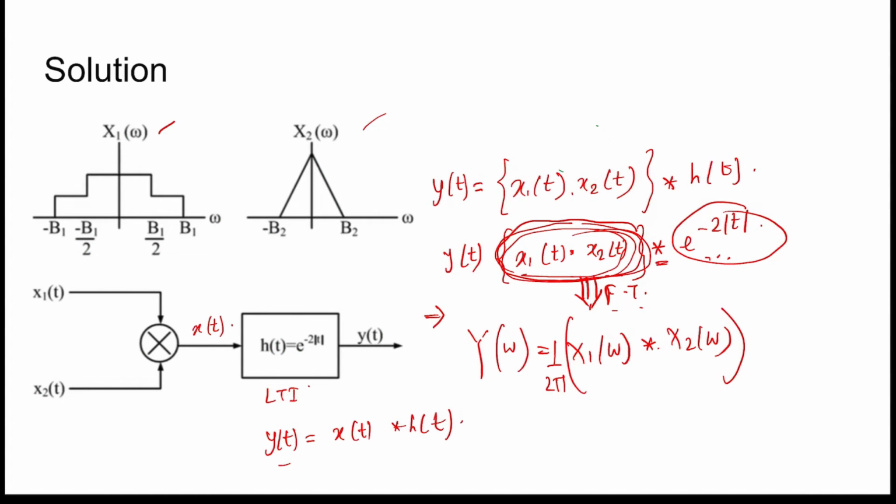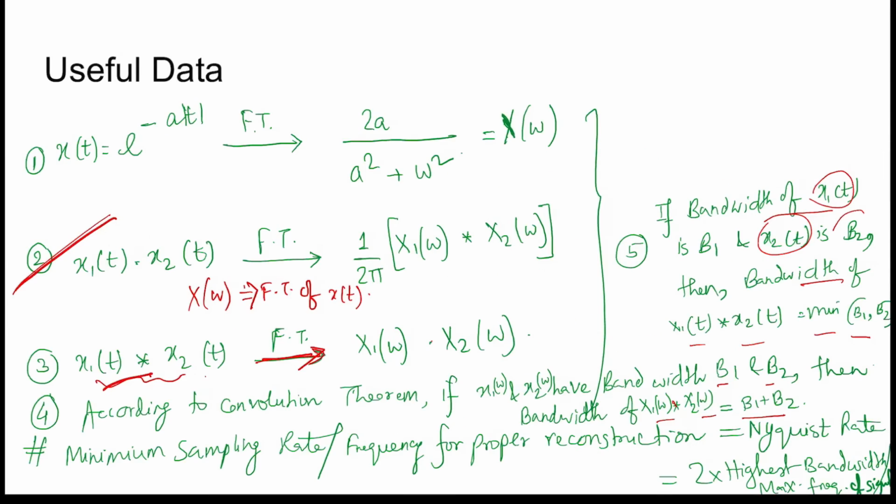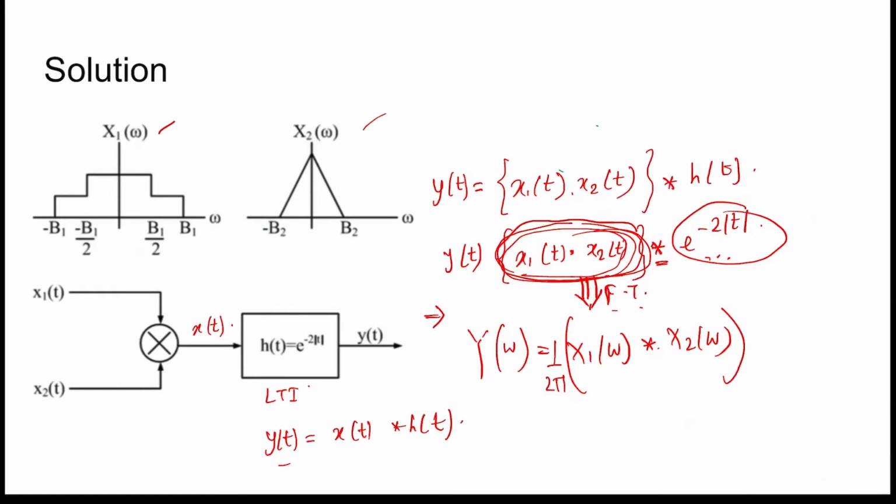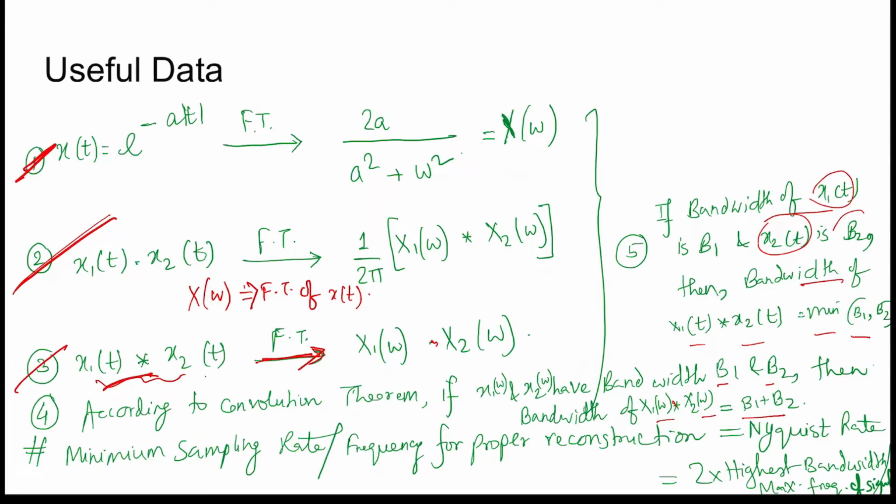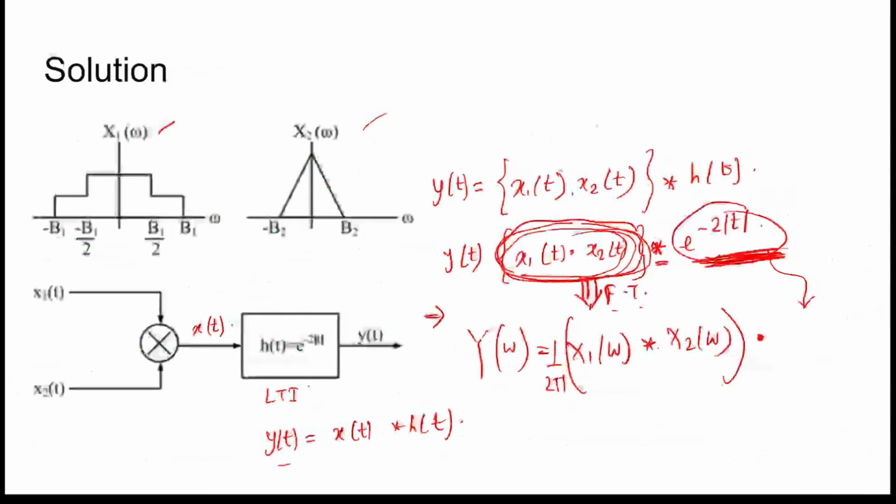So 1 by 2 pi into this, and convolution will become multiplication, and no 1 by 2 pi term will come, as per property 3. So this convolution term in time domain will become multiplication, and we need to find the Fourier transform of e to the power minus 2 modulus of t. By property 1, the Fourier transform of e to the power minus a modulus t is 2a by a square plus omega square, where a is 2, so 2 into 2 divided by a square plus omega square. So this is 4 by 4 plus omega square.